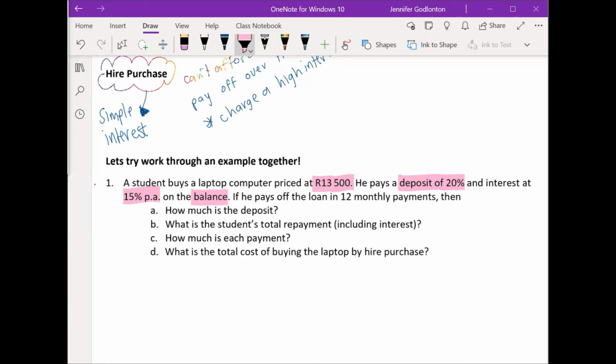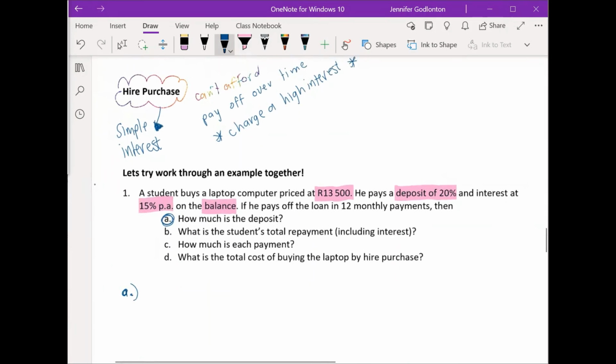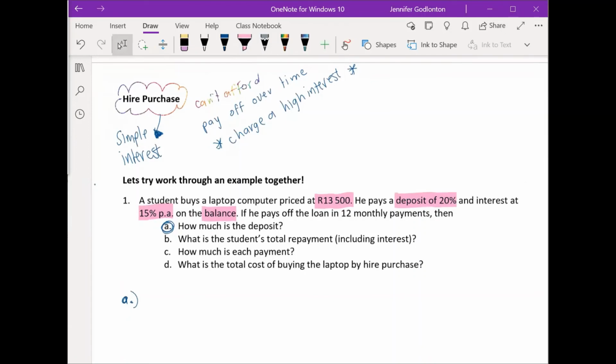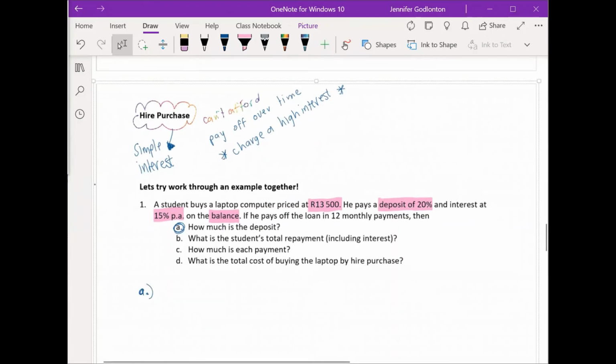If he pays off the loan in 12 monthly payments, then, first question, A, how much is the deposit? Who thinks they can talk me through, or put an answer in the chat, what my deposit would be? Zoom out like that, maybe, Sherwood, does that help? Tell me where it's best for you. How would I work out a deposit? Does anyone know what a deposit even is? What's a deposit? No takers?